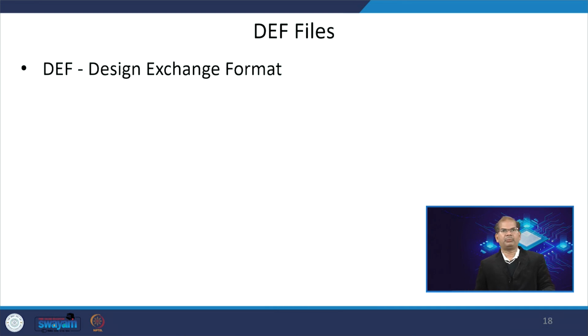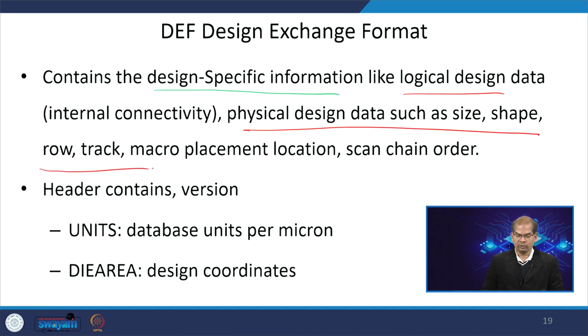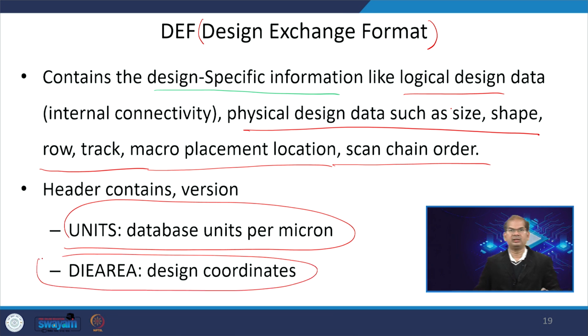Now, we have another file called a DEF file. This is used for design exchange format. What is inside this design exchange format is basically design specific information. It contains design specific information like logical design data, physical design data such as size, shape, row, track, macro placement location, scan chain order, all these are there inside this DEF file. This is called the design exchange format. So, we also have units in database for micron, and die area is also specified in the DEF file.